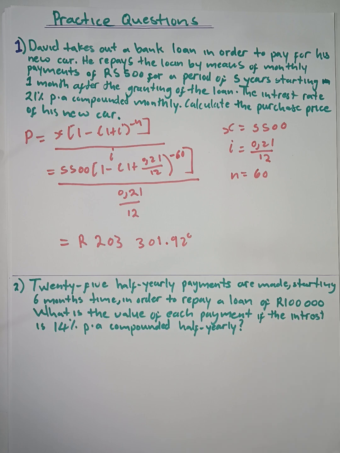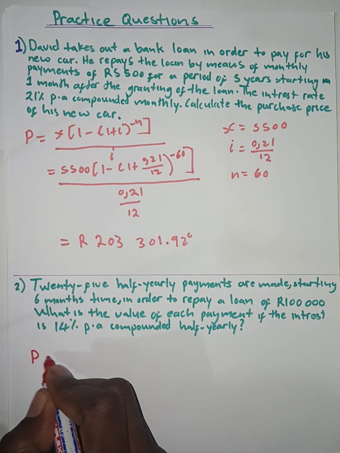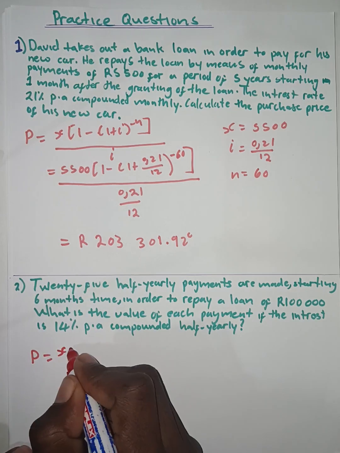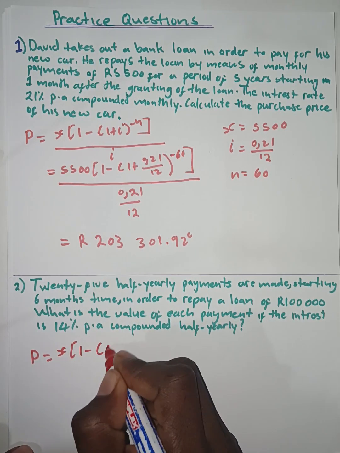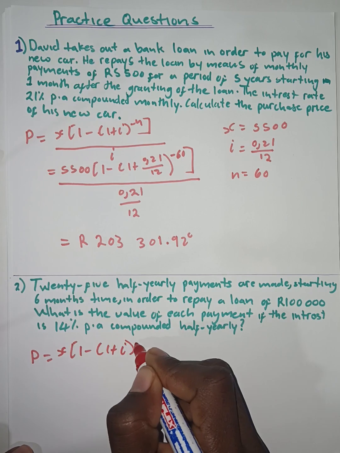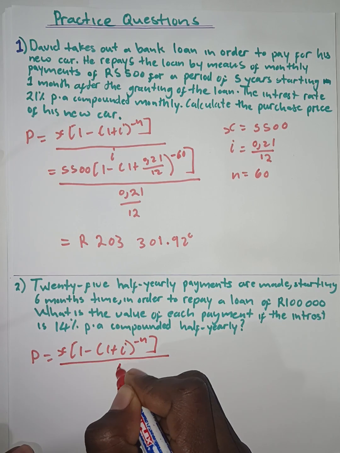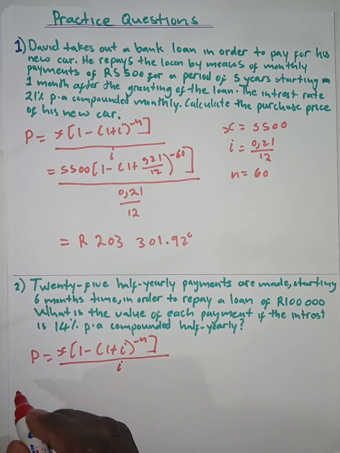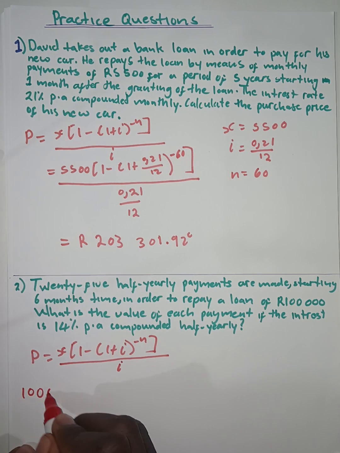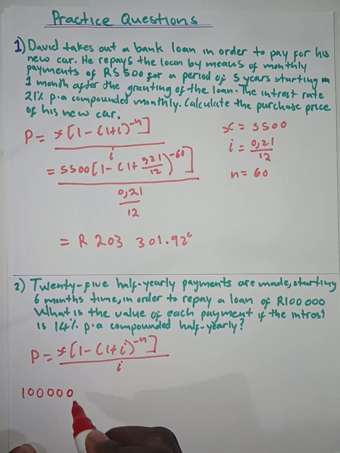100,000 off. So in this case we know that the present value annuity, P, would be equal to X times 1 minus 1 plus I to the power negative n, and we close that, and we divide all of that by I. Now we know the amount of the loan, so this would be 100,000. How many zeros are there? So there's 2, 4, so there's 1 left.